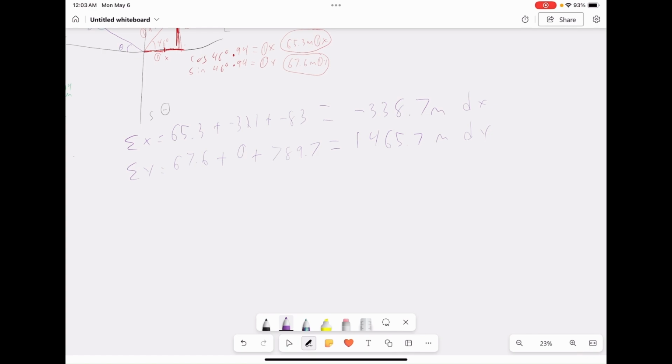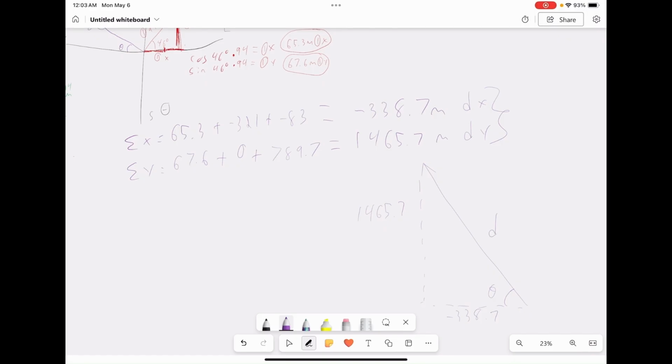All we have left to do is make a right triangle out of our 2 components. So here's my total distance vector. Let me try that again. That's a little better. Here is my x component. Here is my y component. My y component is 1465.7. My x component is negative 338.7. I would like to find this angle theta and this length d.